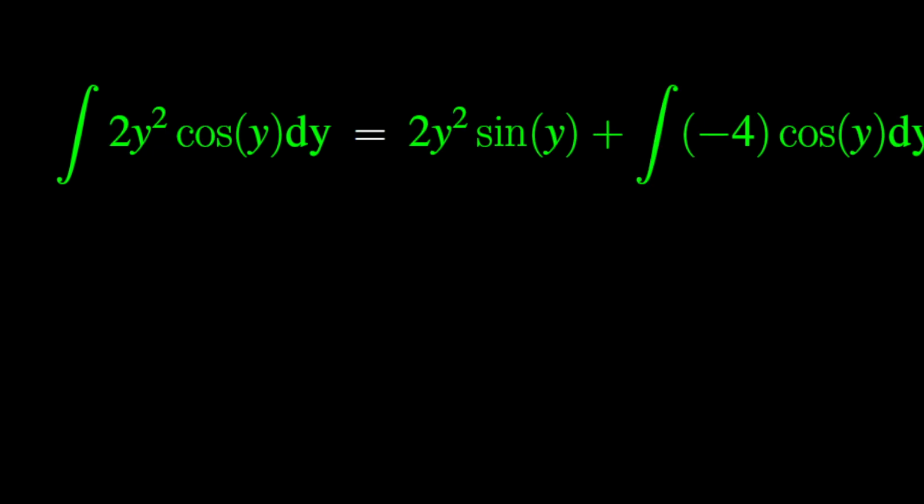Now we have to aggregate the results of these repeated applications of the integration by parts to get the final value of the antiderivative of 2y squared times cosine of y. The first integration by parts gave the following result. So, the integral of 2y squared times cosine of y dy is equal to 2y squared times sine of y, plus the integral of minus 4y times sine of y dy.